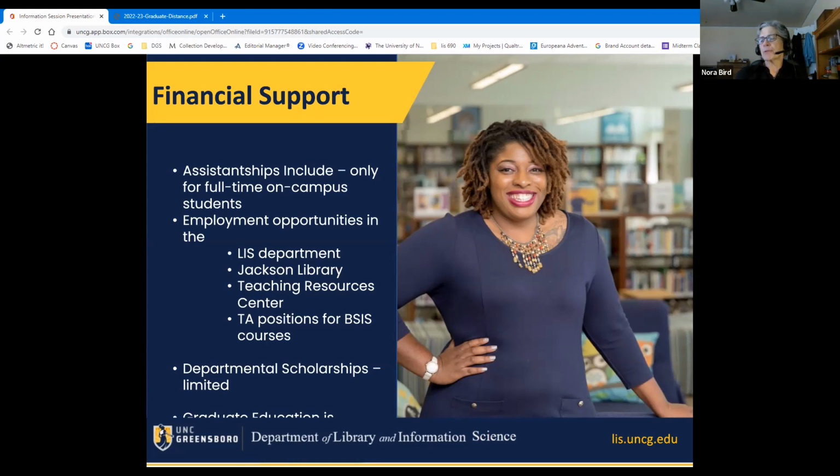There are other employment opportunities. Some are in the Jackson Library, some are in the Teacher Resource Center that I mentioned before. And we have had TA positions for the BSIS courses. That's in a little bit of a flux right now. We have very limited departmental scholarships that are awarded every year, probably enough to finance one course. And unfortunately, graduate education is primarily financed through loans, as you've probably heard. Andrew?